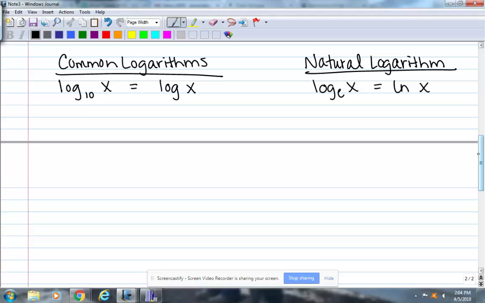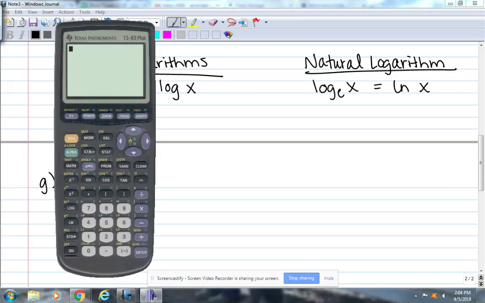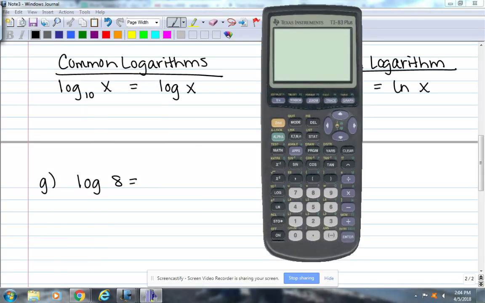All right, so let's do some in our calculator. This is example G, correct? So we're going to do log of 8. So that's automatically base 10 because it doesn't give you a base. If it doesn't tell you a base, it's assuming it's base 10. You hit log and you hit 8. I think you just hit enter. It's correct.